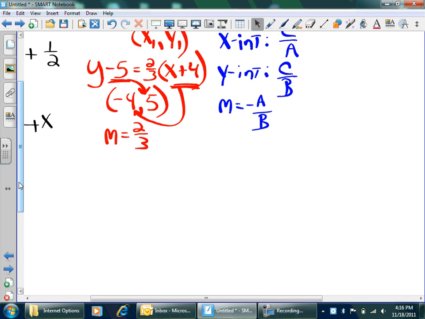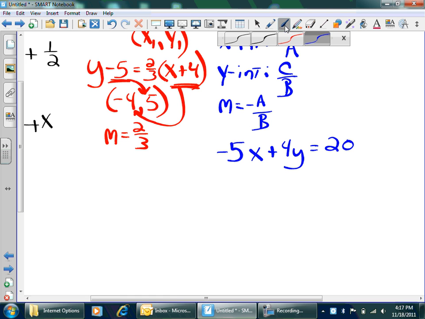And we'll take a look at an equation like this. Let's say I have negative 5x plus 4y equals 20. First of all, I ask myself, am I in standard form? Some of you are going to say yes, but I'm going to fool you. Did I fool you, Lauren? I bet I didn't fool Andrew.